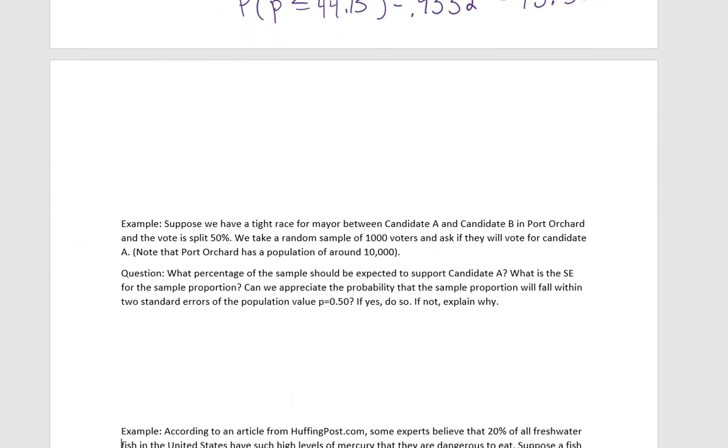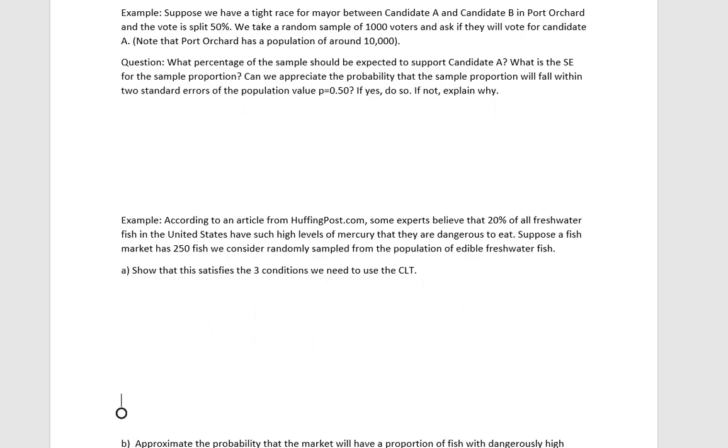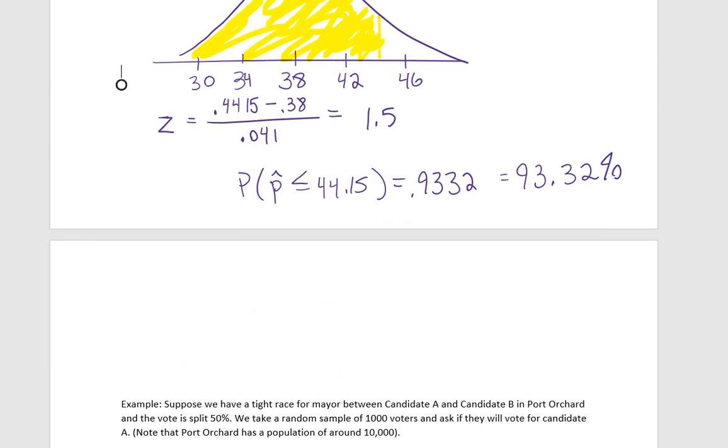All right. Great. Let's look at a couple more examples and then we'll call it a day. Remember, when you're doing the z-score and the probability, you can do that on StatCrunch too. That's totally fine.